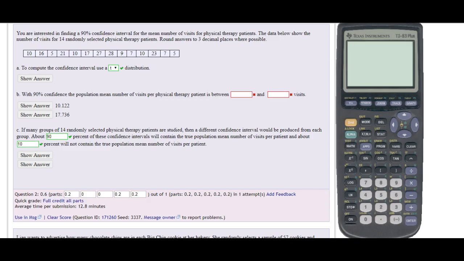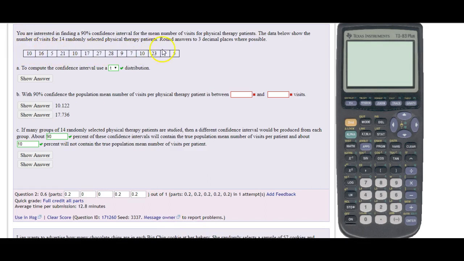You are interested in finding a 90% confidence interval for the mean number of visits for physical therapy patients. The data below show the number of visits for 14 randomly selected physical therapy patients. Round answers to 3 decimal places where possible. So we're given a sample, and we're actually given the data values.